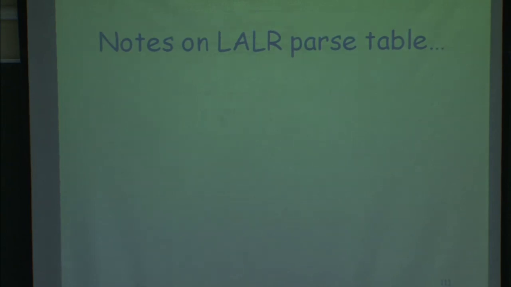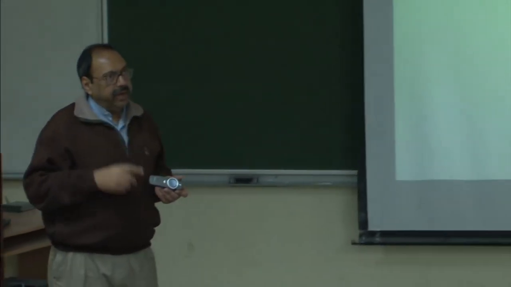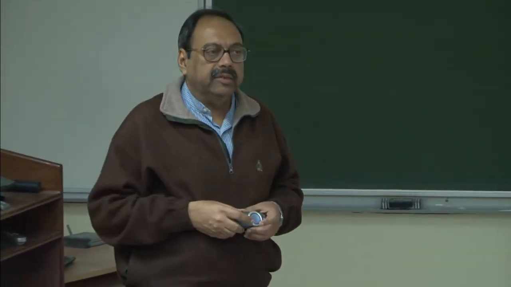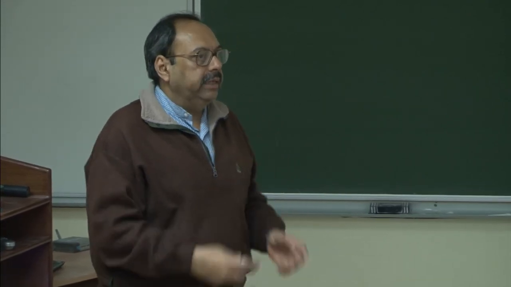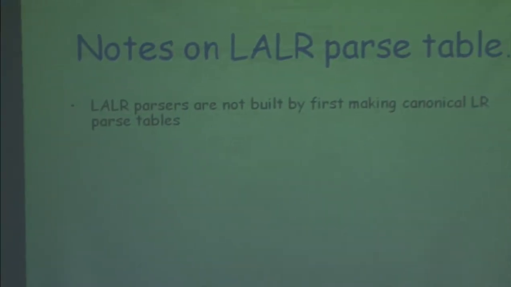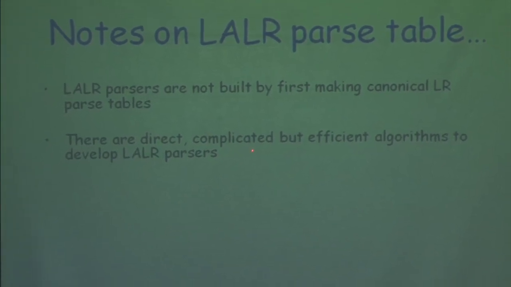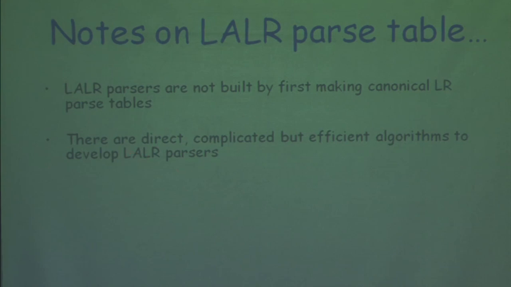Now, the only other important thing to remember is that this is actually not how we construct LALR parse tables. It's not that I first construct a canonical LR parse table and then reduce it to LALR. There are direct methods for construction of LALR parse tables. Only thing is these methods are a little more complex and not logically as clean. So they are direct but complicated, and they are efficient algorithms. So normally a tool which implements construction of LALR parse tables is not going to take you through construction of a canonical LR parse table and then reducing it to LALR. But to explain, this route seems to be much better, where at least conceptually you understand the difference between canonical LR and LALR.